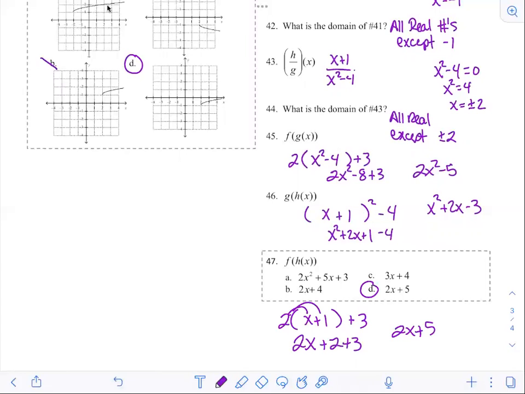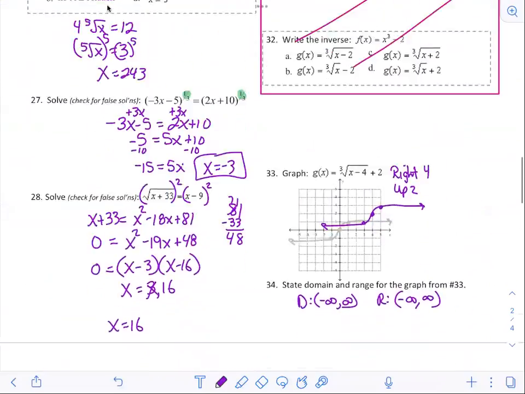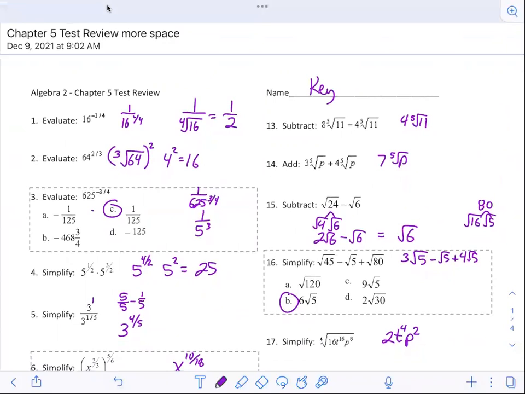The test will be mostly, or it'll be all multiple choice. No inverse. Make sure you go through this, study, review, do the practice problems, and good luck. Last test of the year, and then it is the finals.